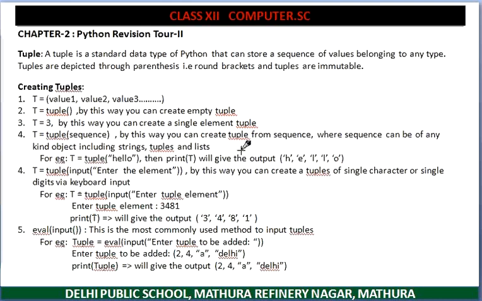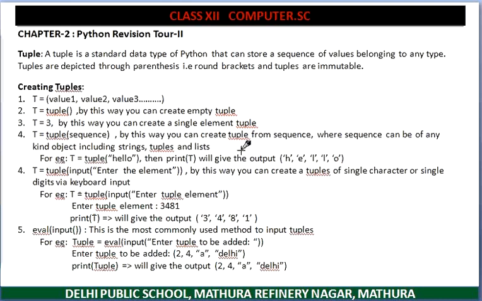Well, today we are going to discuss tuple. A tuple is a standard data type of Python that can store a sequence of values belonging to any type. So tuple is another standard data type of Python that can store a sequence of values of dissimilar type in parentheses. And tuples are immutable, means you cannot change the value in place. So this is the definition of tuple.